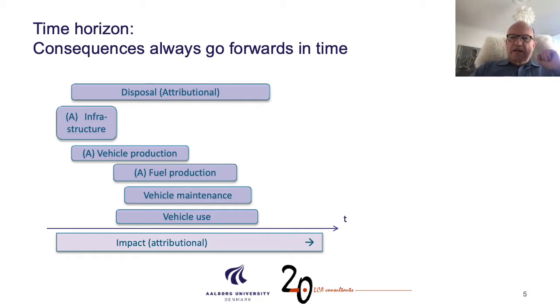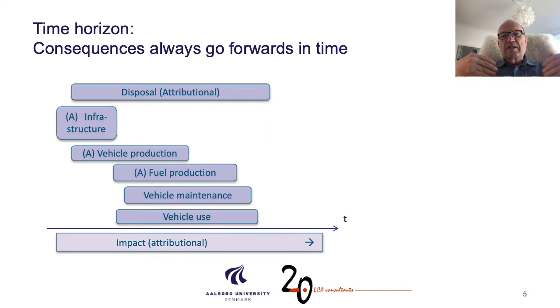But this is not consequences. This is looking historically at the picture. So this is an attributional approach to modeling. When we look at consequences, we have to think that when we buy a car, that car has already been produced. So the consequences of our buying it doesn't mean that it will be produced sometime in history, because consequences don't go backwards in time.